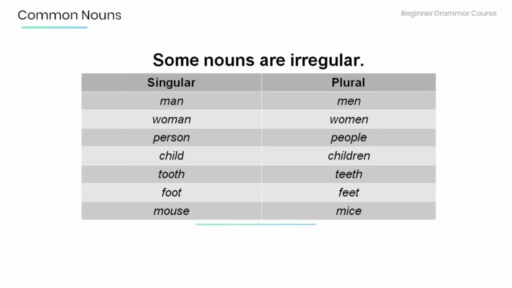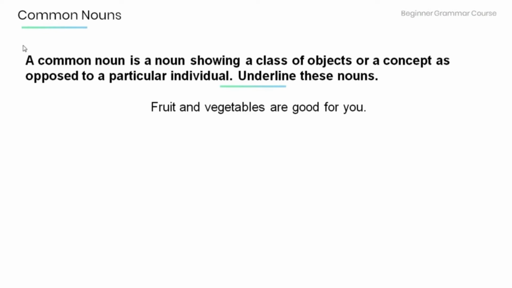Now let's practice a bit. As earlier mentioned, a common noun is a noun showing a class of objects or a concept as opposed to a particular individual. Now I want you to read the sentence, fruit and vegetables are good for you, and underline these nouns. Fruits, vegetables are the nouns.